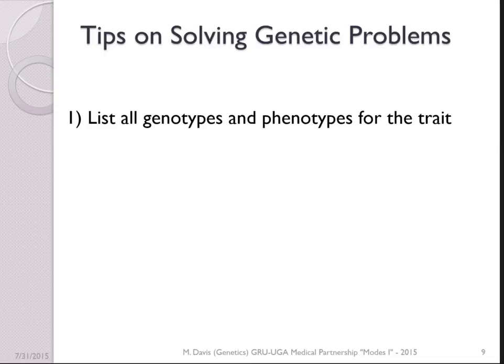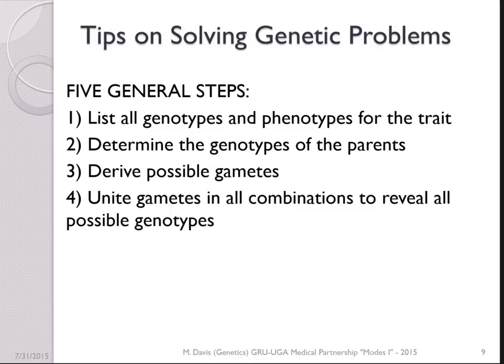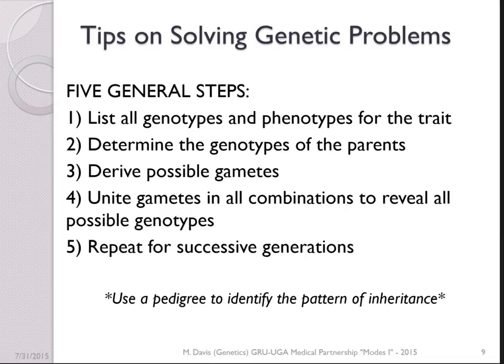Here I simply list 5 general steps that will help you in solving genetic problems. The first thing you should do is try to list all the genotypes and phenotypes for the trait. Then determine the genotypes of the parents involved. This will help you to derive the possible gametes of the offspring. Then when you unite all possible gametes and all combinations, that will reveal all possible phenotypes. And then just repeat that for each successive generation. You'll find that it will be very beneficial to use a pedigree when the problem requires that you identify the pattern of inheritance, especially for a trait that you do not have any prior knowledge of inheritance.